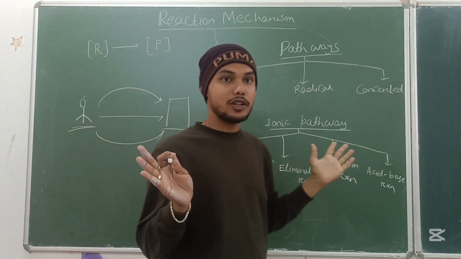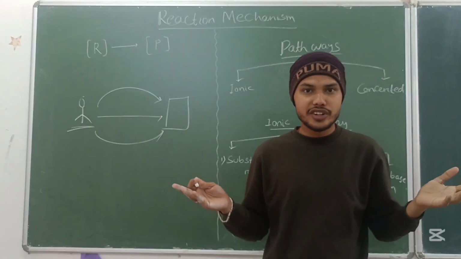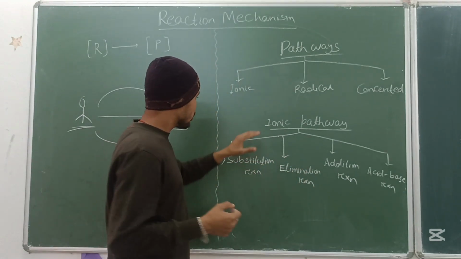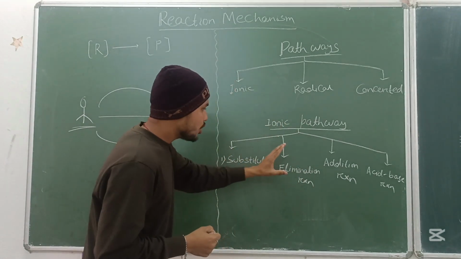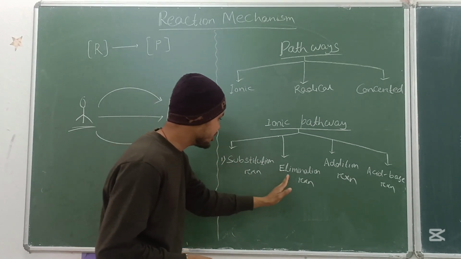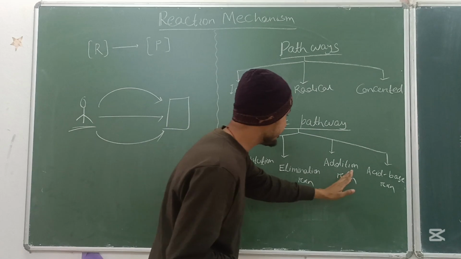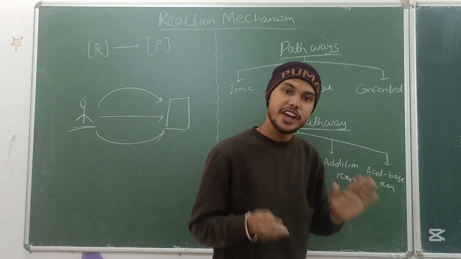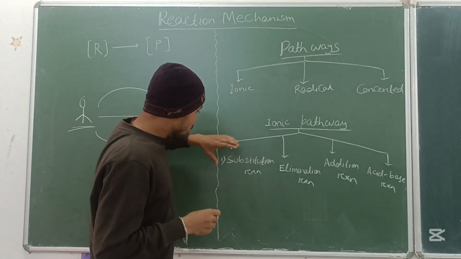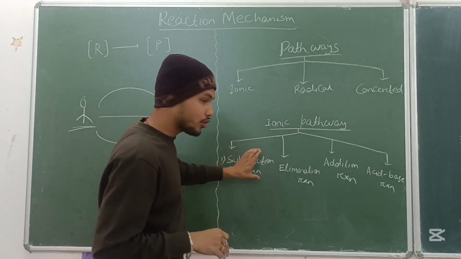What do you mean by ionic pathway? Ions means charged. That means it follows a charged, complex-like species. So the ionic pathway is of four types. First one is substitution reaction, second one is elimination reaction, third one is addition reaction, and fourth one is acid-base reaction. Okay, so in this lecture we will start with substitution reaction.